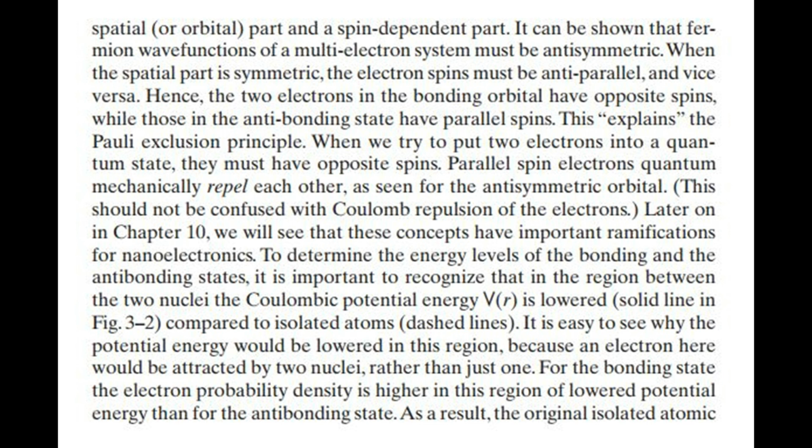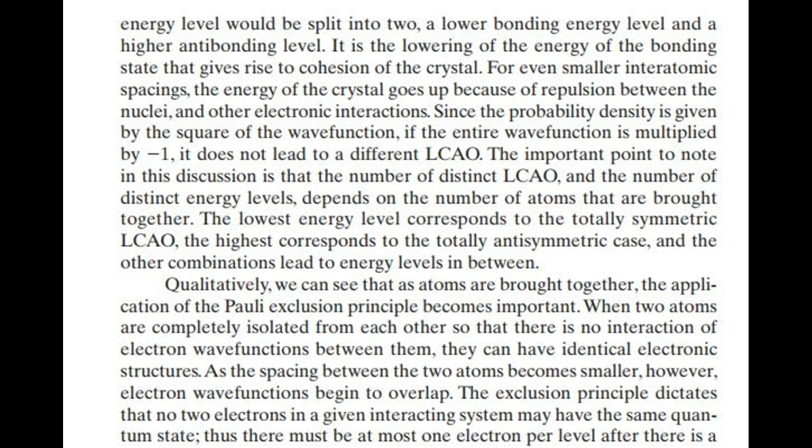For the bonding state the electron probability density is higher in this region of lowered potential energy than for the antibonding state. As a result, the original isolated atomic energy level would be split into two, a lower bonding energy level and a higher antibonding level. It is the lowering of the energy of the bonding state that gives rise to cohesion of the crystal.